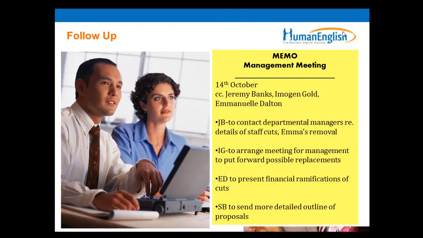Okay, so if we take a look, we can see Jeremy Banks. He is to contact departmental managers regarding the details of the staff cuts and Emma's removal. Imogen Gold, his task is to arrange a meeting for management and put forward possible replacements. Emmanuel, his action point is to present the financial ramifications of cuts. And Sylvia, her action point is to send more detailed outline of proposals. Okay, so this is also another way to do a follow-up. You can also have a follow-up memo listing all the action points that are allocated to each of the members.